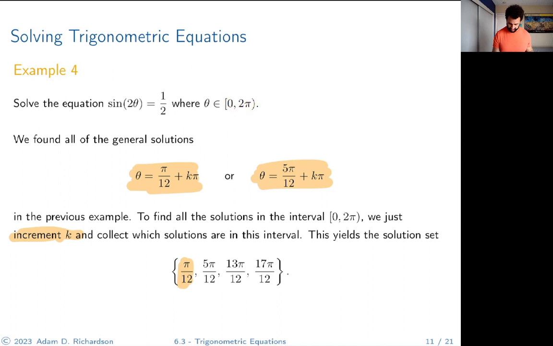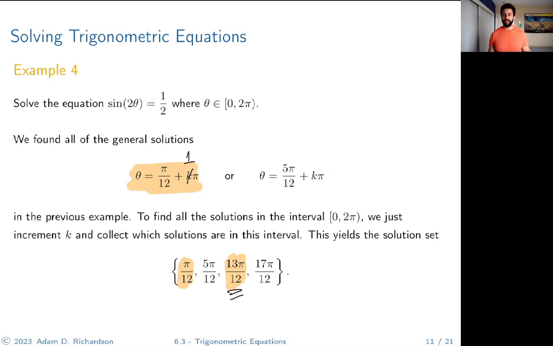So let me erase some of these highlights for a minute. Let's focus on this for a minute. If I let k be equal to 0, then I get this solution. And pi over 12 is safely in the interval 0 to 2 pi. So that's all good. Now, let's look at this solution over here, 13 pi over 12. So this is what you get when you let k be equal to 1 in this solution. If you take pi over 12 and you add pi to it, you're going to get pi over 12 plus 12 over 12 pi, which is 13 over 12 pi, and you get this solution.